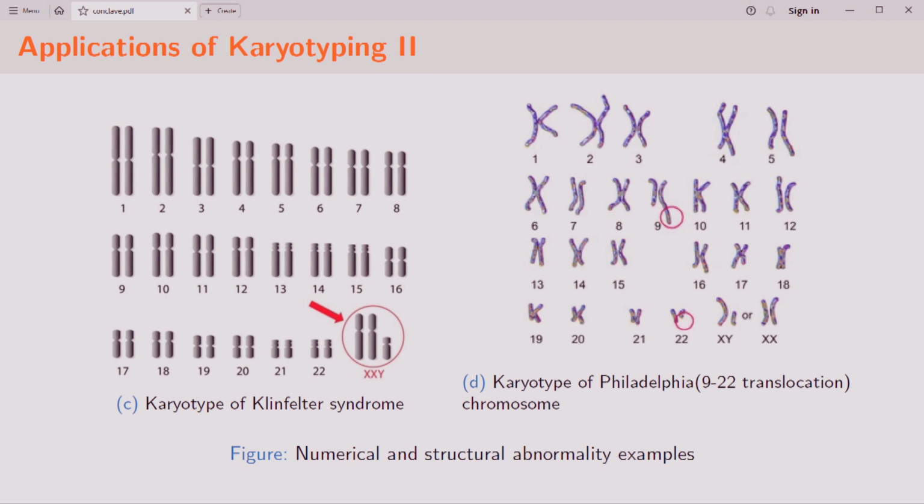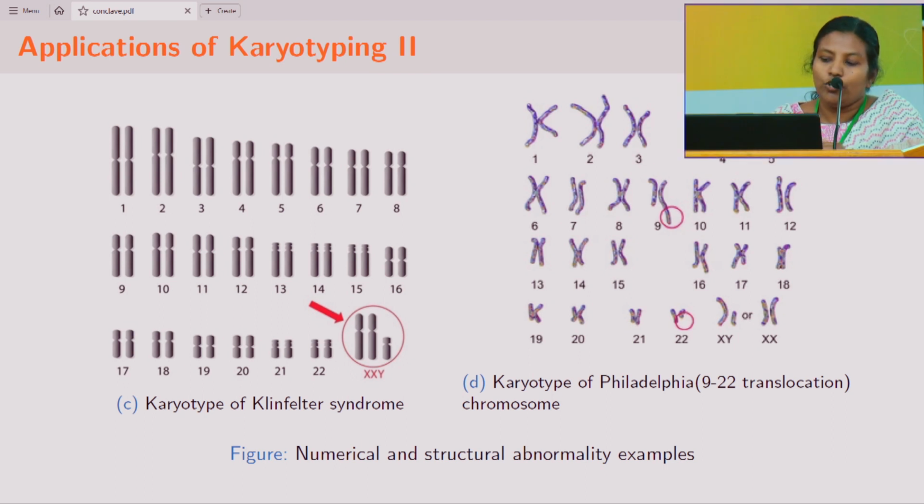One example is the Philadelphia chromosome. That is the main cause of chronic myeloid leukemia. In this structural change, in chromosome 22, some portion is deleted and appended to chromosome 9. That translocation is basically called 9;22 translocation and is causing chronic myeloid leukemia.